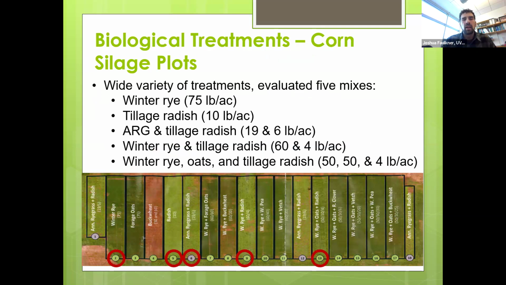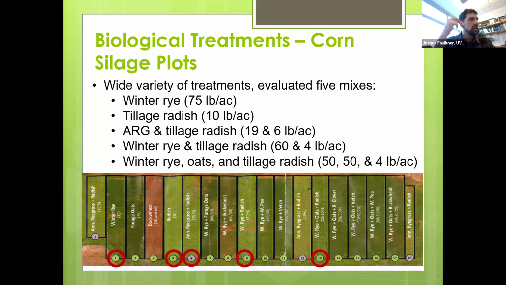We had a variety of treatments, but several of these were targeted toward selection of species that would help with alleviation of compaction, and we're using soil health as a proxy for compaction. So we had winter rye, we had tillage radish, which is the daikon radish I showed in the last slide, that big white radish. We had annual ryegrass mixed with tillage radish.